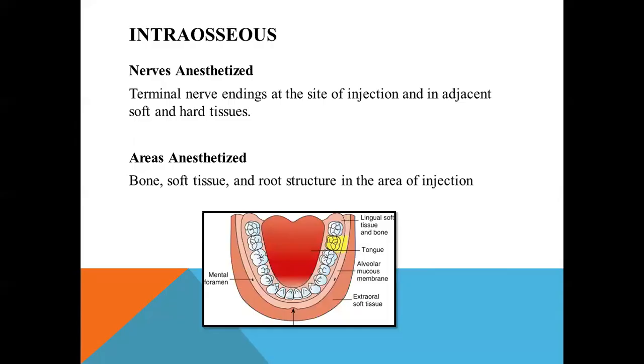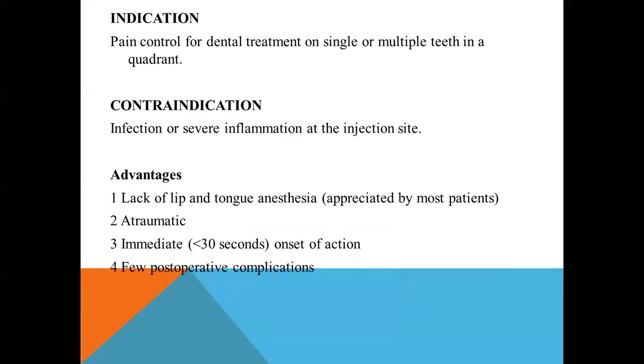Coming to the intraosseous, IO, technique: the nerves anesthetized will be the terminal nerve endings at the site of injection and in adjacent soft and hard tissue. Area anesthetized will be the bone, soft tissue, and root structures in the area of injection. Indication: pain control for dental treatment on single or multiple teeth in a quadrant. Contraindication is infection or severe inflammation at the injection site.